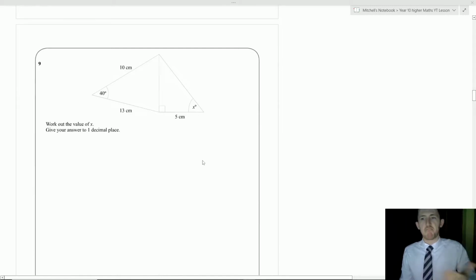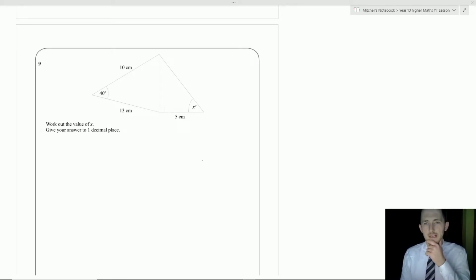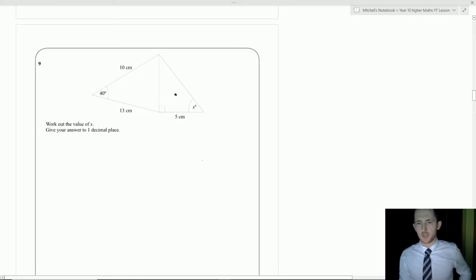So, again, this one is slightly more interesting because we have a four-sided shape split into two triangles. Okay? And we have to work out what the angle X is. So, bit of a problem, right? Because the angle X is in this other triangle here. Okay, so here's what we should do.